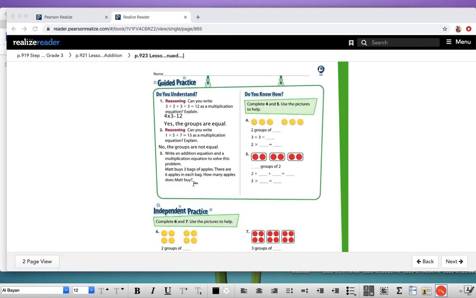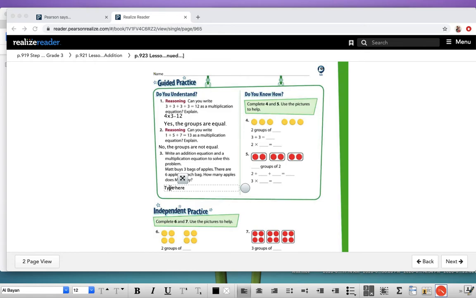It says write an addition equation and a multiplication equation to solve this problem. Matt buys 3 bags of apples. There are 6 apples in each bag. How many apples does Matt buy? Oh, this is fun. So let's start. So he buys 3 bags of apples. So let's start with our equations here. So 3 bags of apples, there are 6 apples in each bag.